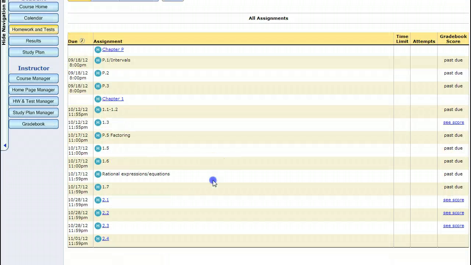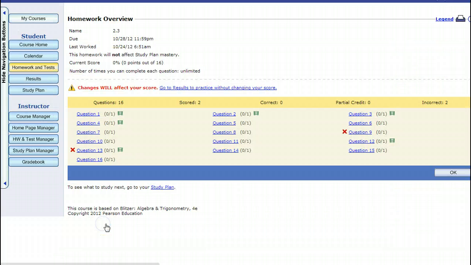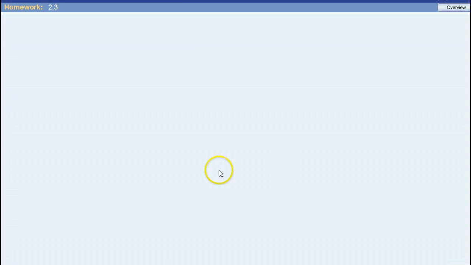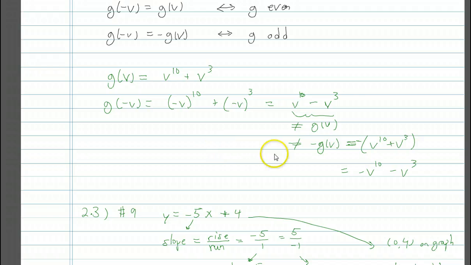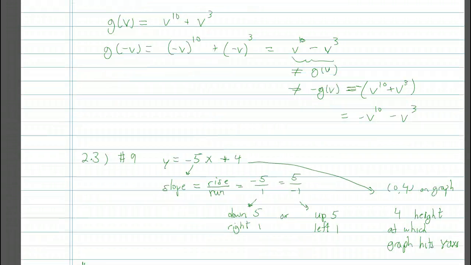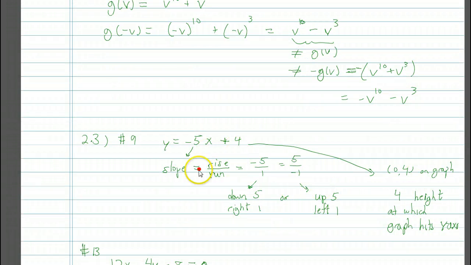So moving over to section 2.3, this is on lines and linear functions. I'm going to check out number 9. The problem here wants us to graph the line given in slope-intercept form. So we've got negative 5x plus 4. Just to remind you, it's in slope-intercept form. We know the slope is the number in front of x. That's the rise over the run.